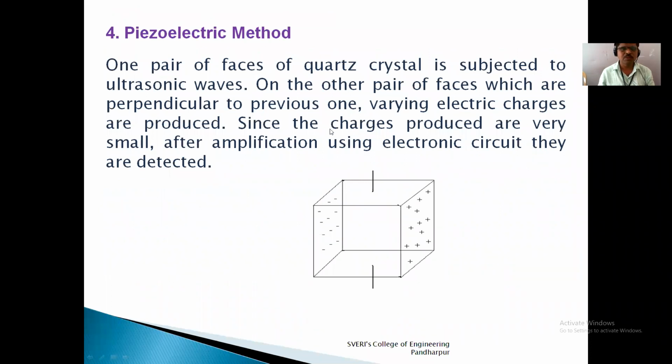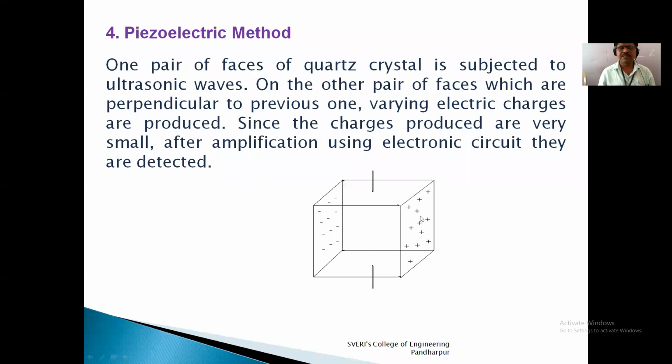Then the fourth one is the piezoelectric method. In this piezoelectric method, a piezoelectric crystal is used. Examples are quartz crystal or tourmaline crystal. This crystal is stretched or compressed along which axis? Ultrasonic waves are subjected along the mechanical axis. An alternating potential difference is developed along the electrical axis.